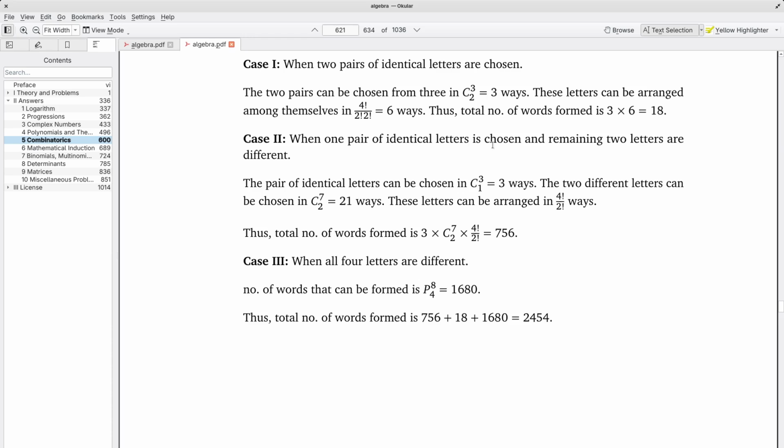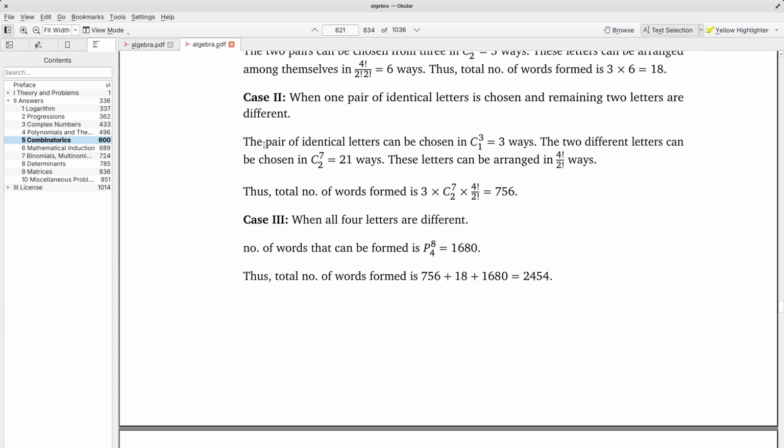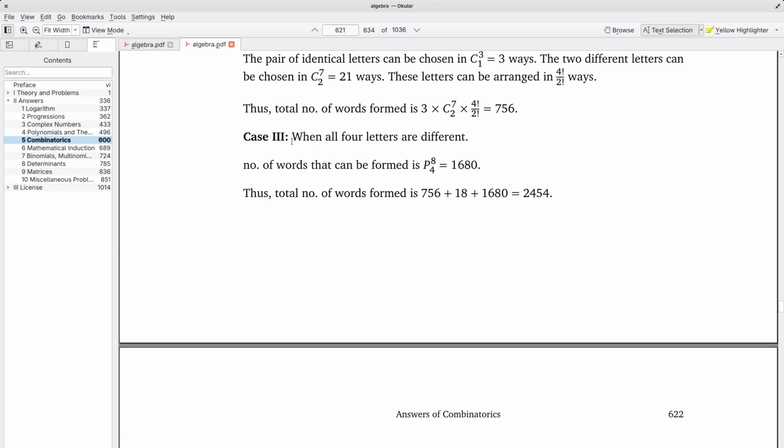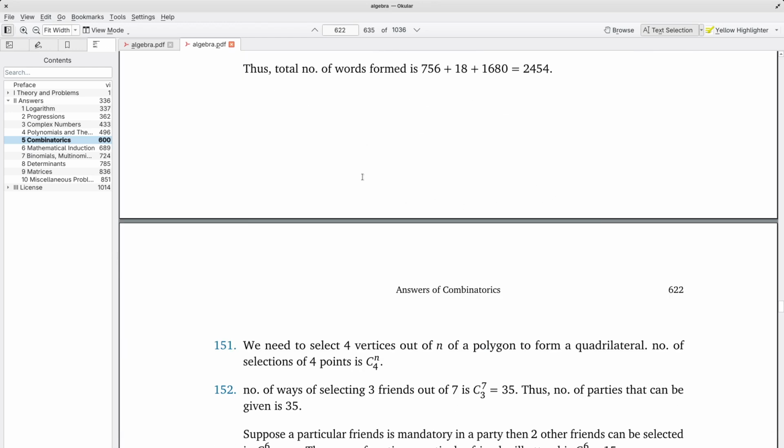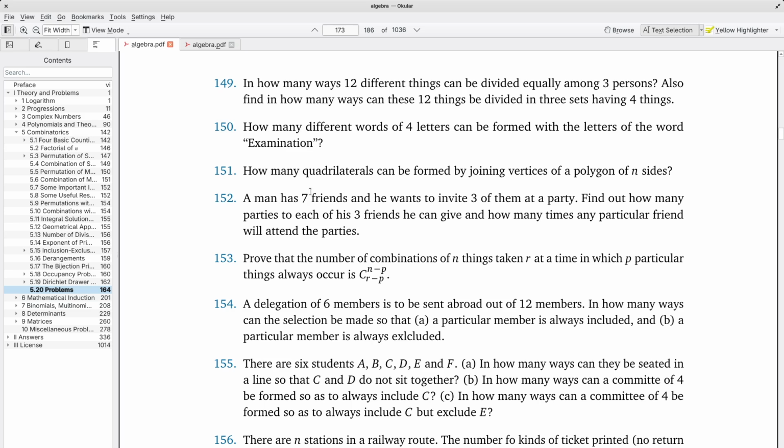When 1 pair of identical letters is chosen and the remaining 2 letters are different, the pair of identical letters can be chosen in 3C1, that is 3 ways. The 2 different letters can be chosen in 7C2, that is 21 ways. These letters can be arranged in 4 factorial by 2 factorial ways. The total number of words formed is 3 multiplied by 7C2 multiplied by 4 factorial over 2 factorial, that is 756. Case 3 is when all four letters are different. The number of words that can be formed is 8P4, that is 1680. And thus the total number of words that can be formed is the sum of all these, that is 2454.